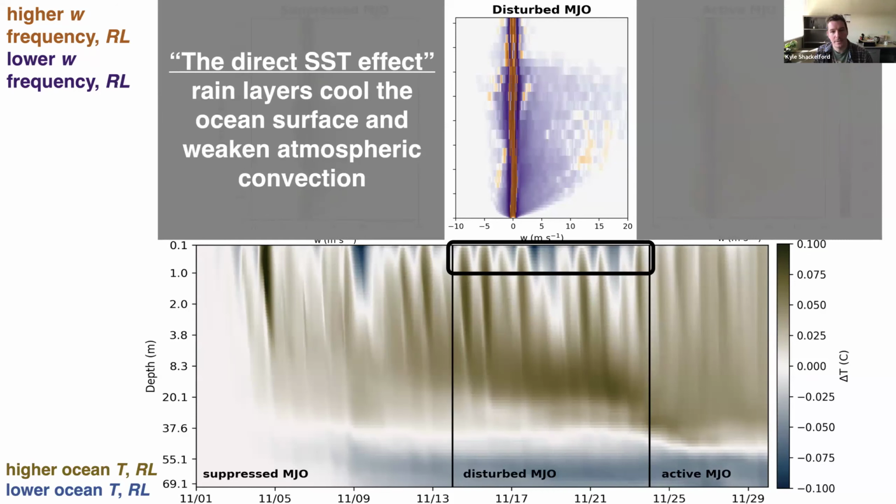And so we term this the direct SST effect of rain layers, wherein rain layers cool the ocean surface, reduce turbulent heat flux into the atmosphere, and weaken atmospheric convection as the MJO transitions from convectively suppressed to convectively enhanced conditions. So this can be thought of as rain layers delaying the arrival of deep MJO convection.